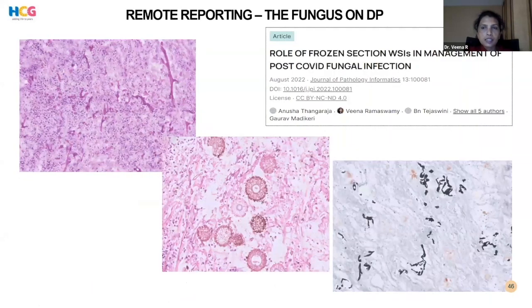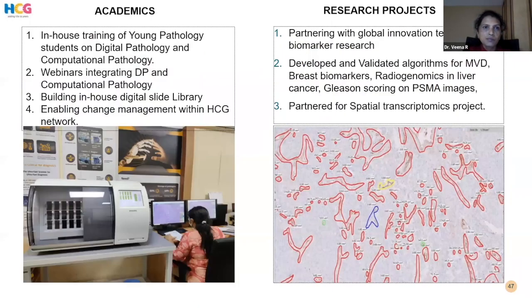And this is another publication, again during the COVID time, where we were able to pick up fungi, the mucor and the aspergillus, on the digital images. This is also published in the Journal of Pathology Informatics.